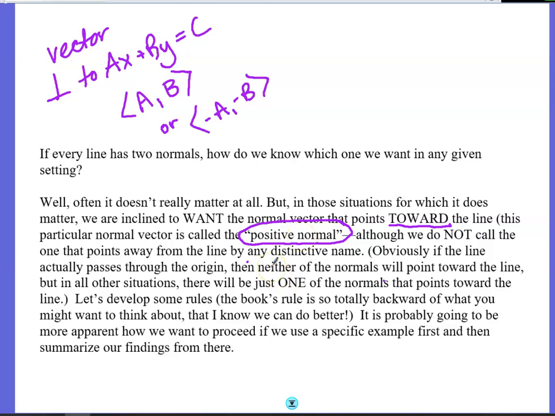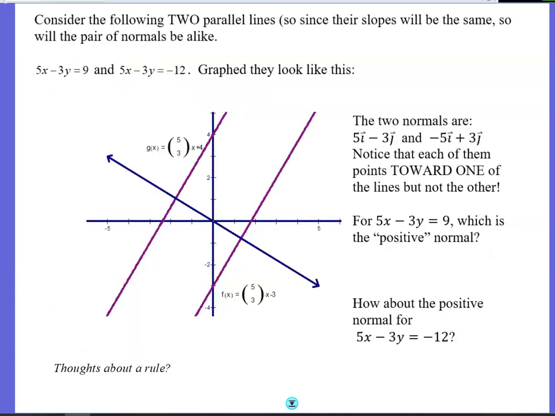Which one is technically the positive one? Okay, all right, let's consider these two parallel lines. Here are my two purple lines, and their slopes are the same. I think I wrote it a little weird, but this is the slope here, right?